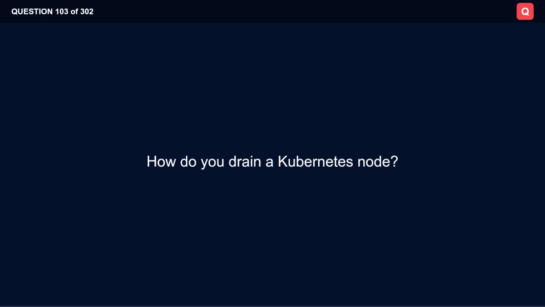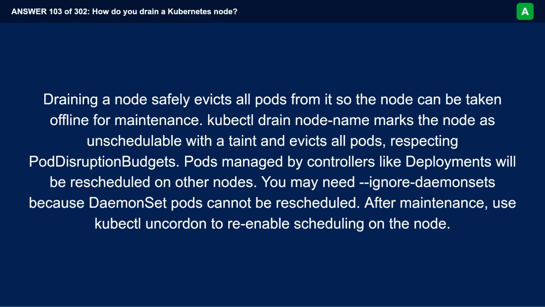How do you drain a Kubernetes node? Draining a node safely evicts all pods from it, so the node can be taken offline for maintenance. Kubectl drain node-name marks the node as unschedulable with a taint and evicts all pods, respecting pod disruption budgets. Pods managed by controllers like deployments will be rescheduled on other nodes.